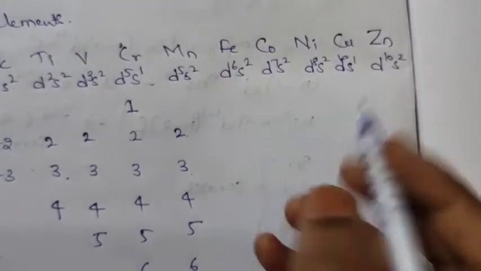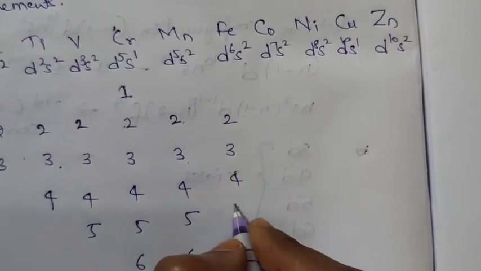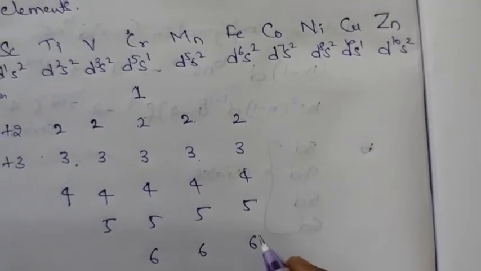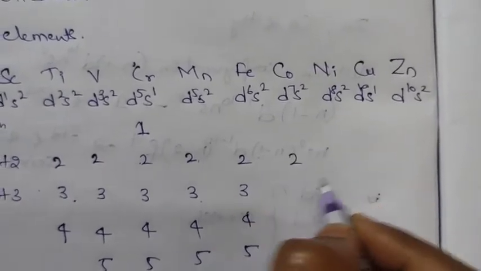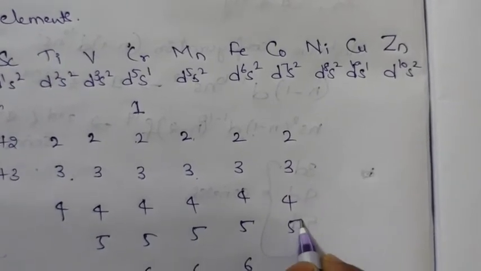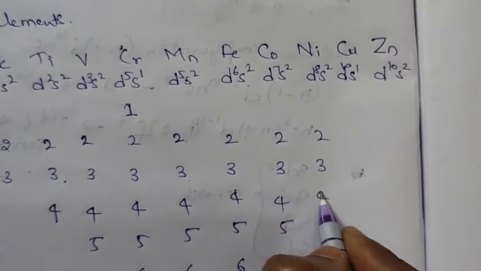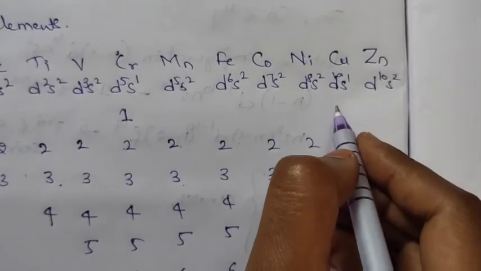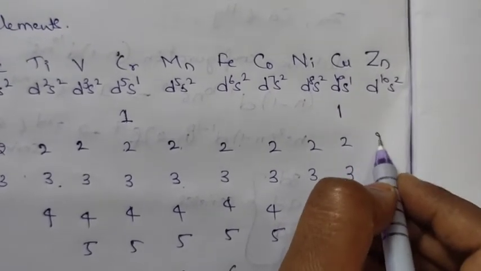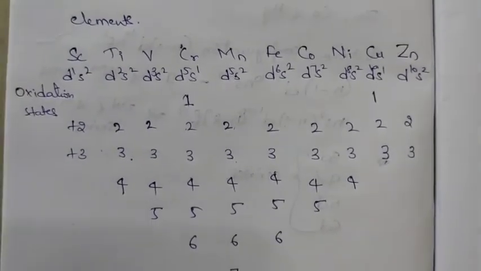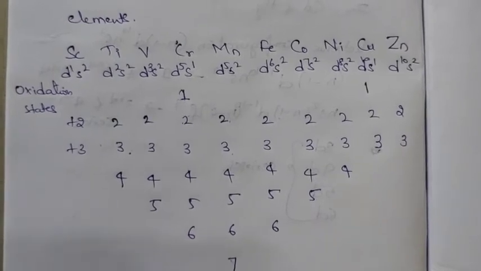Next one, iron. In iron we have +2 oxidation state, +3, +4, +5 and +6. These are the oxidation states of iron. Coming to cobalt, +2, +3, +4, +5. To nickel, +2, +3, +4. And to copper we have +1, +2, +3. Coming to zinc, it has +2 and +3. This is the variable oxidation states of the first row transition elements.